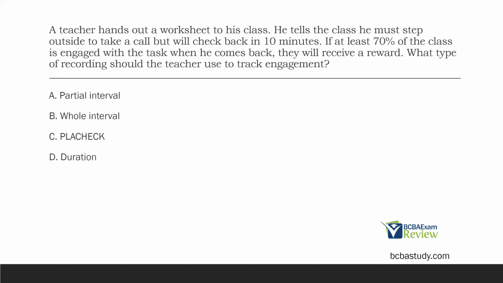Play check is a type of momentary time sampling. It's a type of discontinuous measurement. This is the best type of tracking or recording he should use. Okay. And then duration is obviously wrong for a variety of reasons, but most importantly, it's continuous. Duration, you need to take duration data continuously. So throughout the entire class, he's taking it for a short interval, and he's only observing at the very end of that interval and observing the entire group. So he's using a planned activity check or play check.